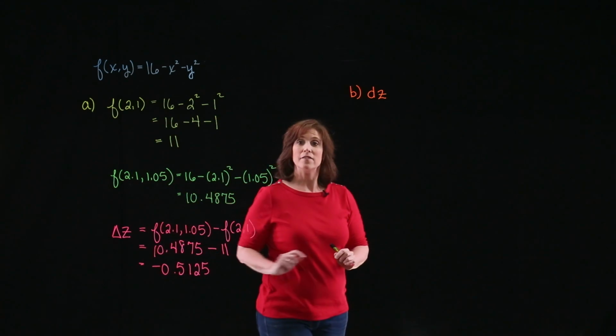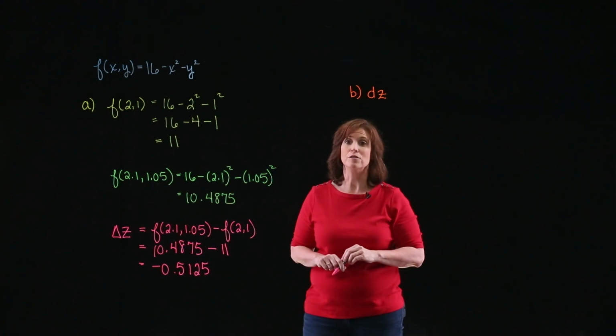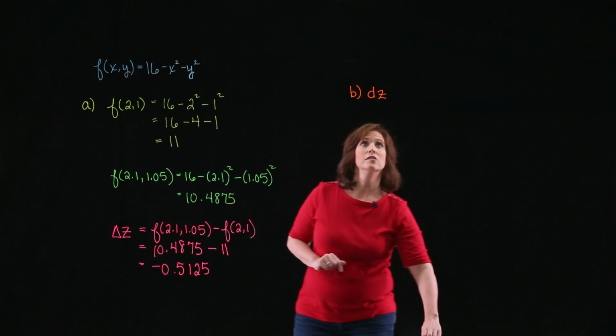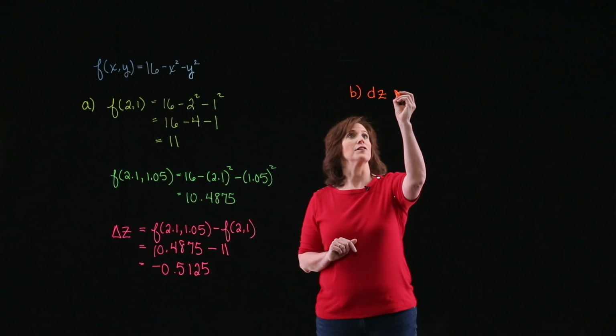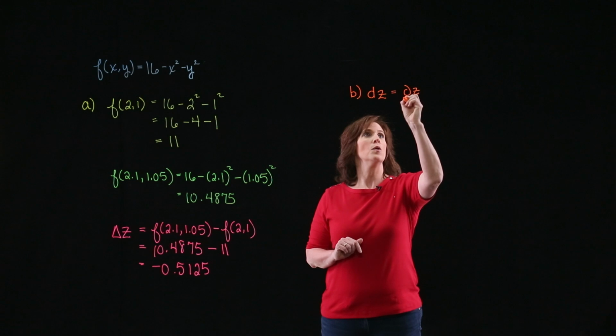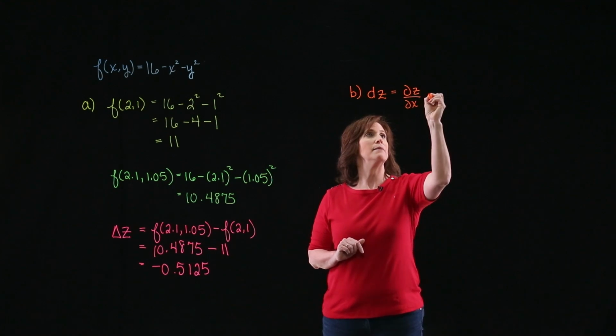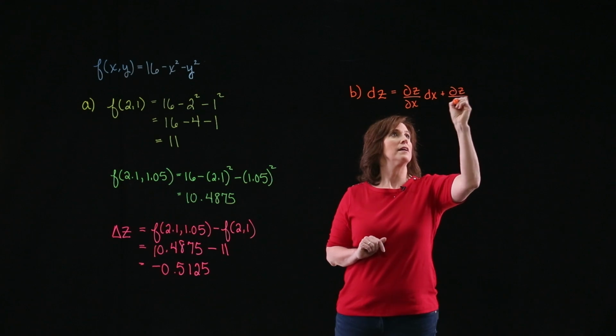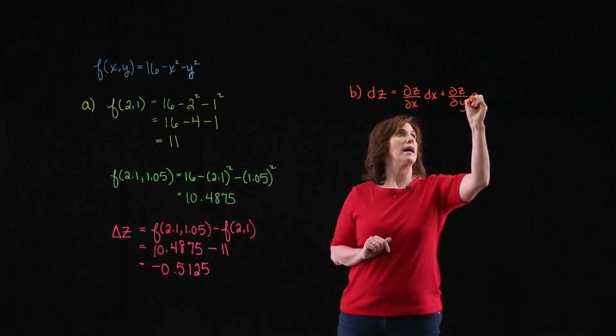All right, now that was a lot of number crunching. I want to see if I can use the total differential to approximate that value. So let's go ahead and find the total differential. I know I can find the total differential by taking the partial of z with respect to x times dx plus the partial with respect to y times dy.